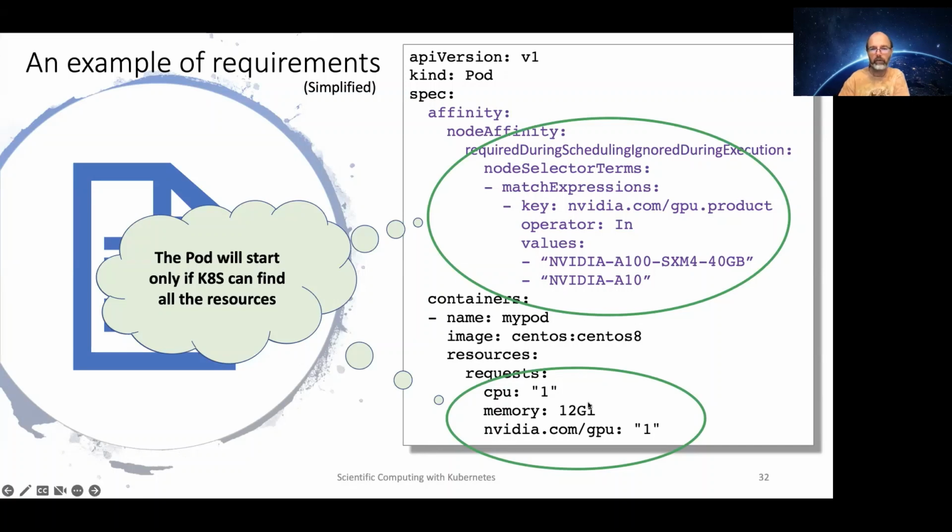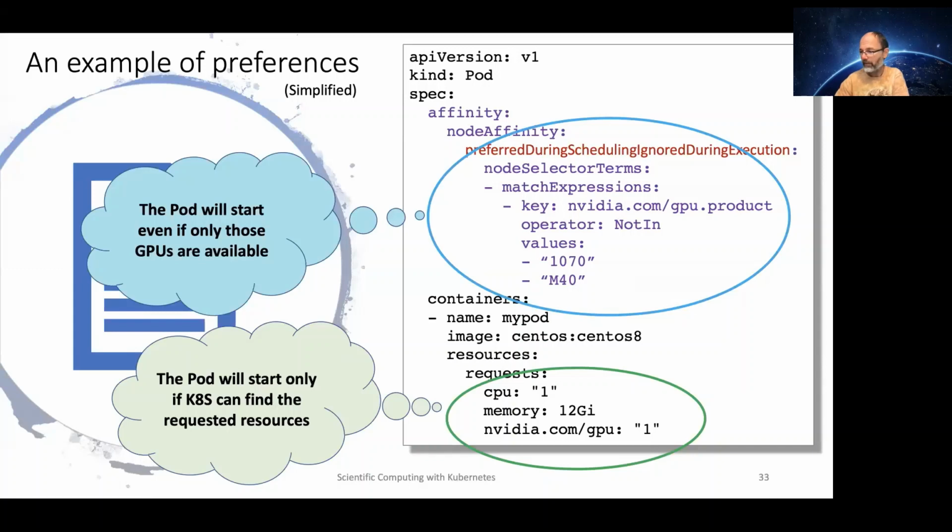In this case, I require 1 CPU, 12 gigs of memory, and 1 GPU, and I want it to be either an A100 or an A10. Now, one thing to understand is that requirements are hard requirements. Your pod will not start unless Kubernetes can find those resources. So make sure you request only what you need, because if that's not available, your pod will simply not start. Which, if you need it, you need it. Better not start than fail because you don't have what you need.